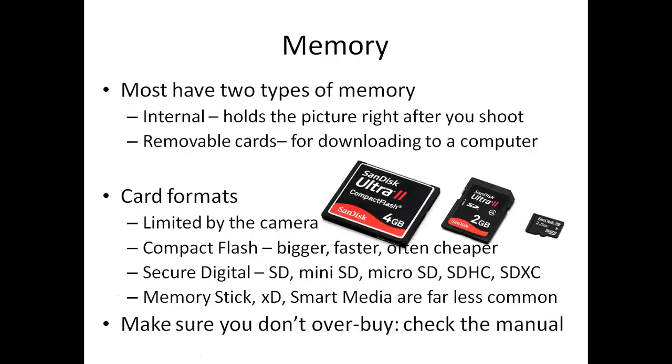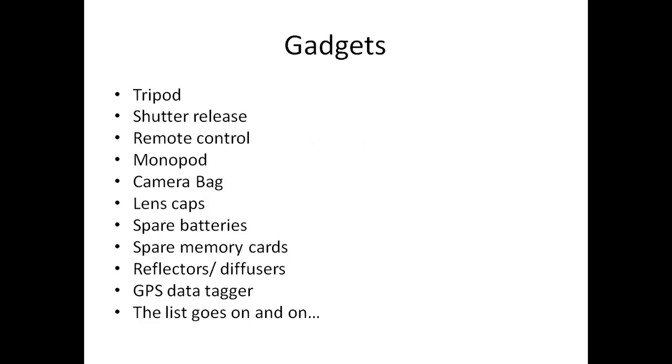For memory, there are two types of memory, and card formats include CompactFlash, Secure Digital, Memory Stick, and xD. For flash, flash power is determined, and finally we have gadgets like triple shutter release, remote control, monopod, and the list goes on and on.